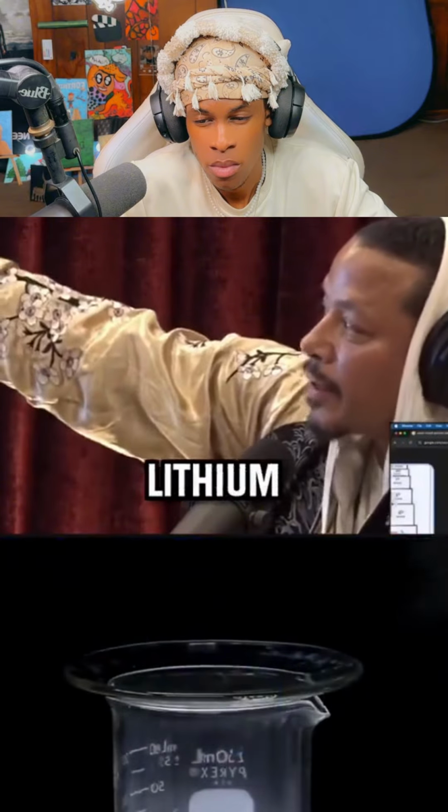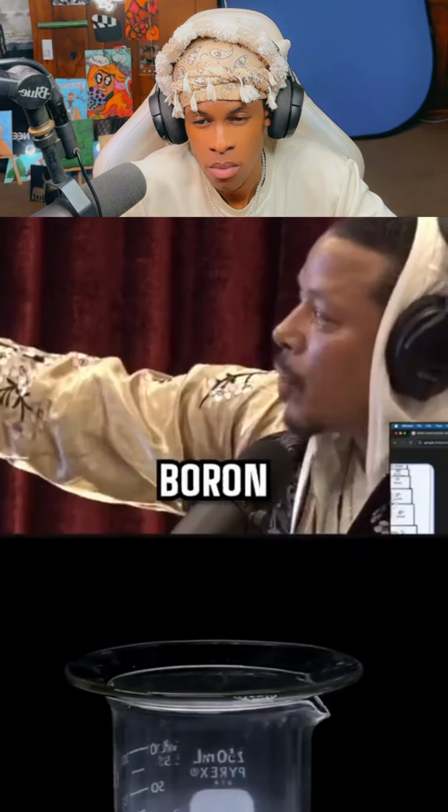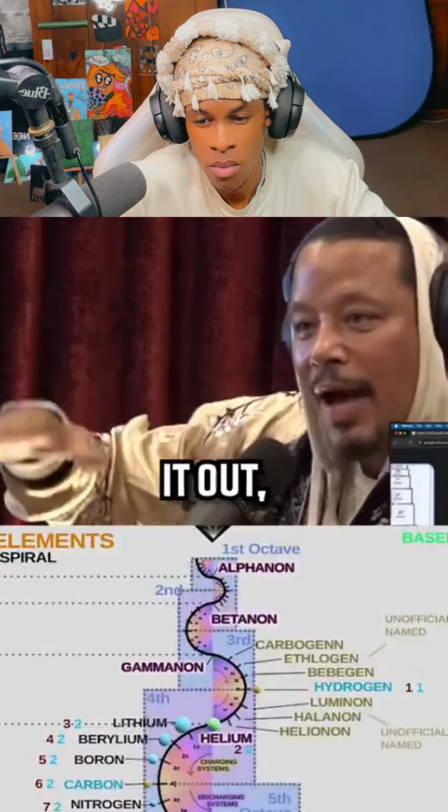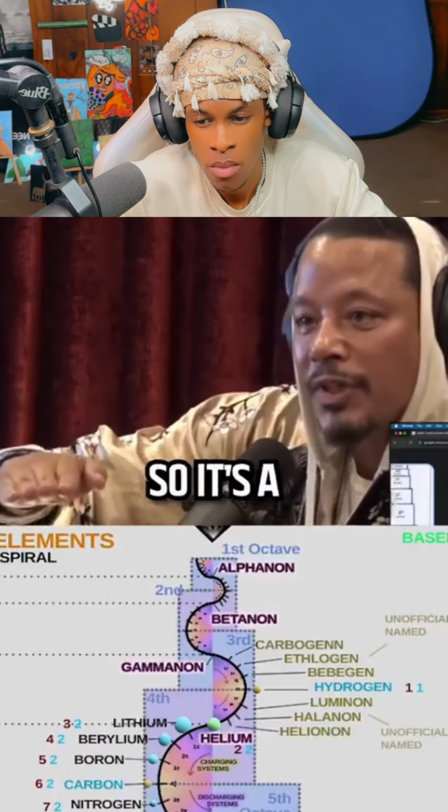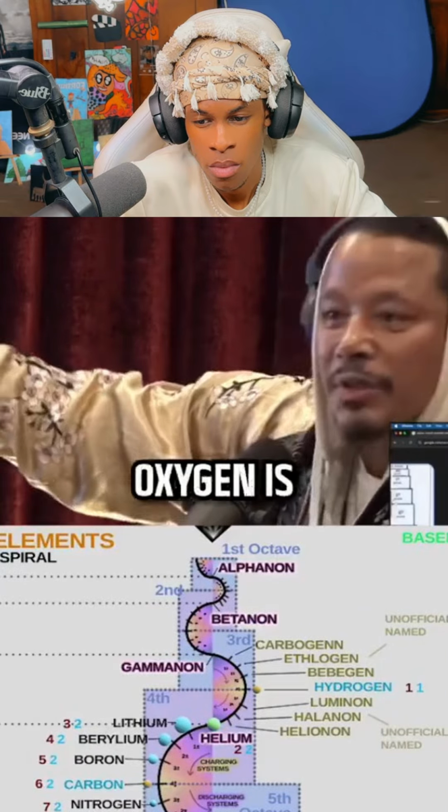Lithium is contractive, beryllium is contractive, boron is contractive. But the moment you get to carbon, you balance it out. It gets to a perfect balance of plus and minus 4. So it's a double tone. Nitrogen is -3, oxygen is -2, fluorine is -1.